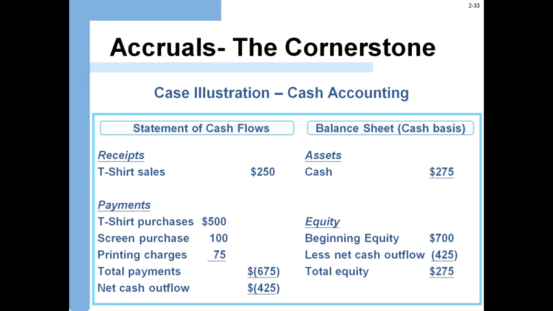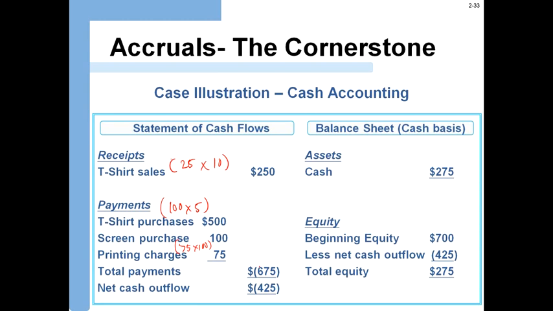Okay, so dia kata jual 25 t-shirt by cash. So kita akan ni receive t-shirt sales ni 25 t-shirt yang dijual times with $10 lah, sebab kita jual t-shirt dengan $10 kan. So payment apa yang kita buat? Kita beli t-shirt tu 100 t-shirt dengan harga $5, so dapat 500. Dan screen purchase kita $100, printing charge kita 75 cent times with 100 lah, t-shirt per t-shirt. Okay, so we'll give total payment of $675.